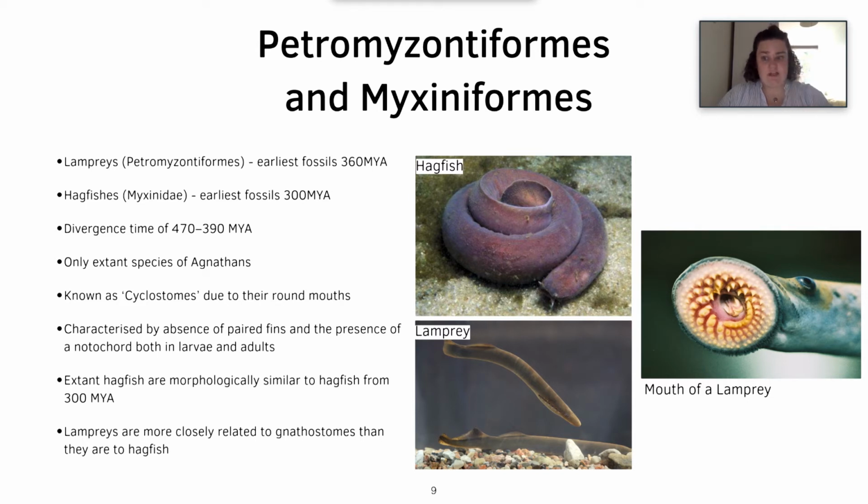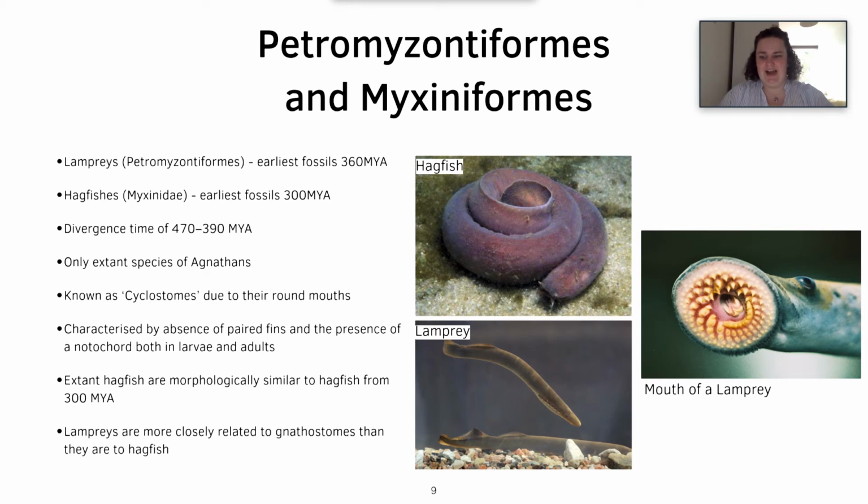And hagfish, the earliest fossils that we have for these are 300 million years ago. So it's thought that the divergence time of lampreys and hagfish from each other was 470 to 390 million years ago. So they are the only extant species of Agnathans as well. The hagfish have a skull, but they don't have a vertebral column, which is weird.